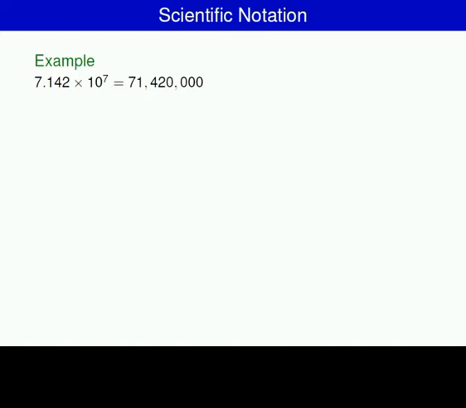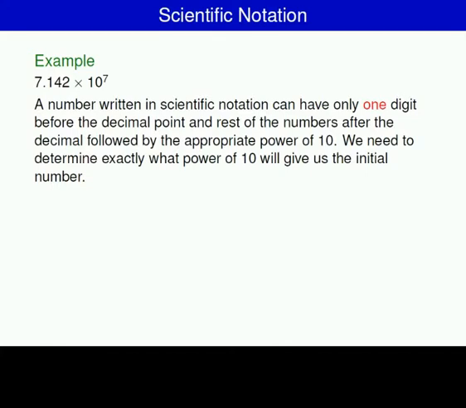So in fact this number is 71,420,000. On the left side we write it as 7.142 times 10 to the 7 in scientific notation. So for a number written in scientific notation, we can only have one digit before the decimal. However many digits can follow the decimal, and then it's followed by the appropriate power of 10.